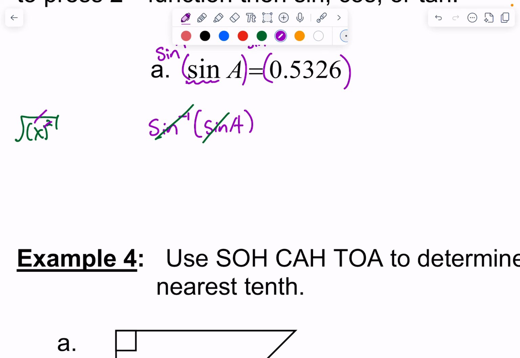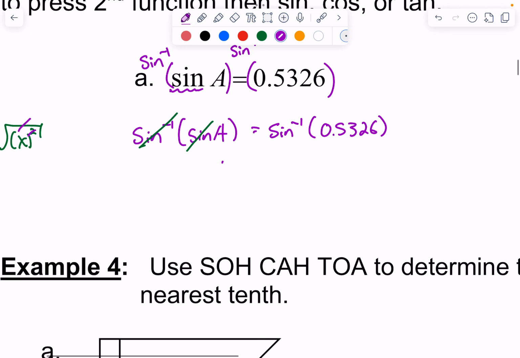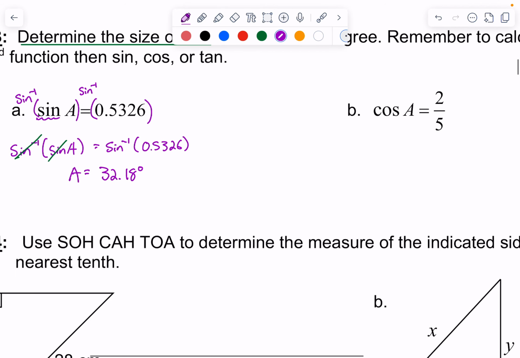So on the right-hand side you get sine inverse 0.5326. And A, which is our goal, is equal to, now just take shift sine inverse of 0.5326. So that's 32.18 degrees. Try it again over here.